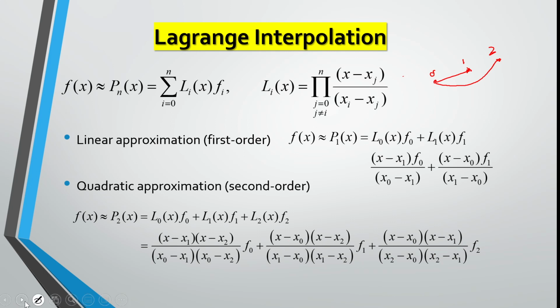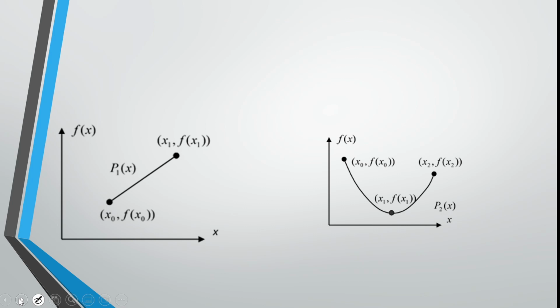Similarly, if you use one more point, you get the cubic, then you're up to L3, f3, and each Li(x) will have 3 terms. Okay, so this is a graphical view for you to see the P1(x). This is a P2, quadratic.